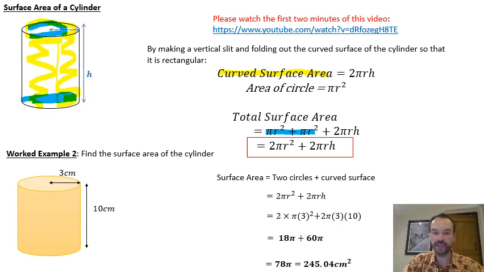So what have we got here? We've got the circumference of the circle, 2 pi r, and we've got the height of the cylinder. That gives the rectangular area. That's the curved surface area of the cylinder. So for instance, this one here, surface area of the cylinder is 2 circles, twice pi r squared, and the curved surface is the circumference of the circle multiplied by the height of the cylinder, and you get the answer as follows.